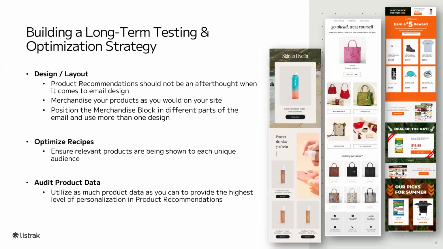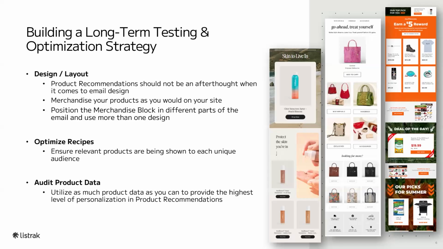Recipe optimization, we've talked about in other episodes. We talked about it in your broadcast messages, your automated campaigns. Again, understanding who the audience is, what are they going to be seeing? Why are they getting this message? And making sure that your recipe strategies are optimized to each campaign.